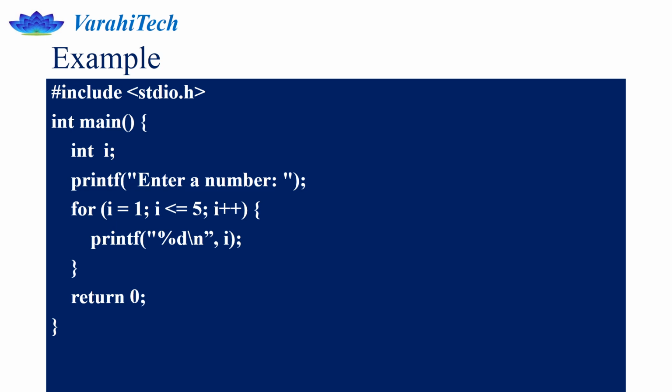Then finally return 0 signifies the end of the main function. In this code, the for loop is used to iterate over a sequence of numbers from 1 to 5.